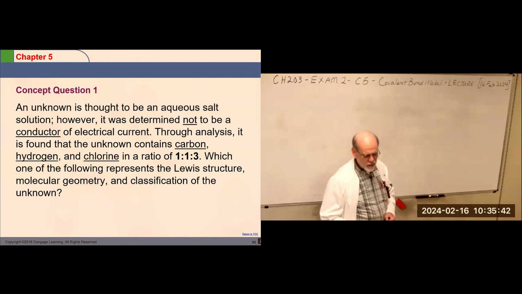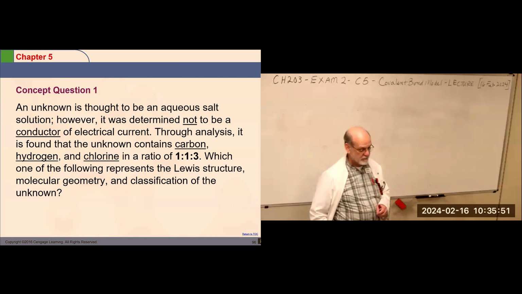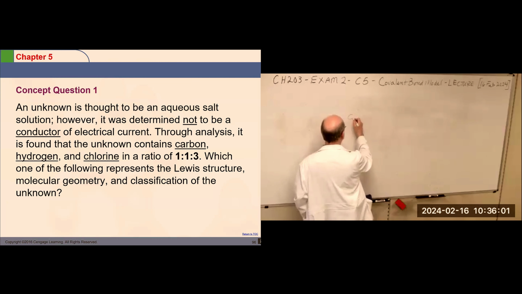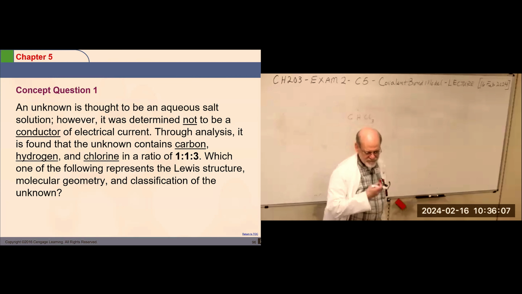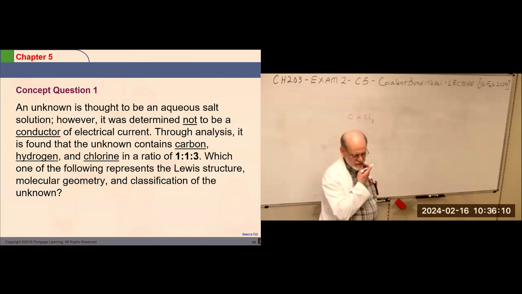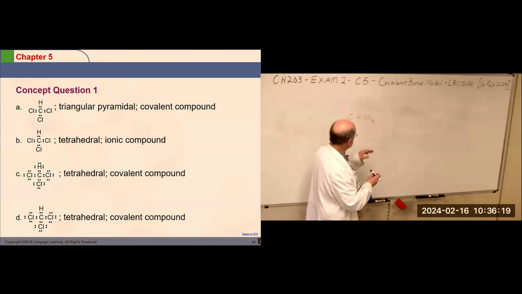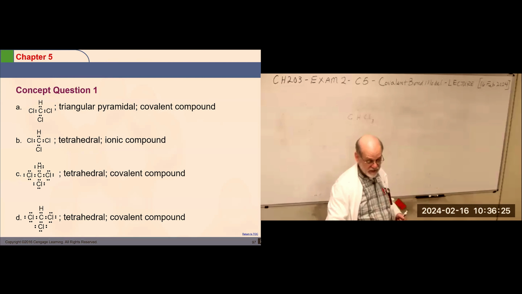An unknown is thought to be an aqueous salt solution. However, it was determined not to be a conductor of electrical current. Aha, so it's not ionic. Through analysis, it's found that the unknown contains carbon, hydrogen, chlorine in a ratio of 1 to 1 to 3. Which one of the following represents the Lewis structure, molecular geometry, and classification of the unknown? All right. Well, let's see. First of all, do they all have the same empirical formula or molecular formula, as the case may be?